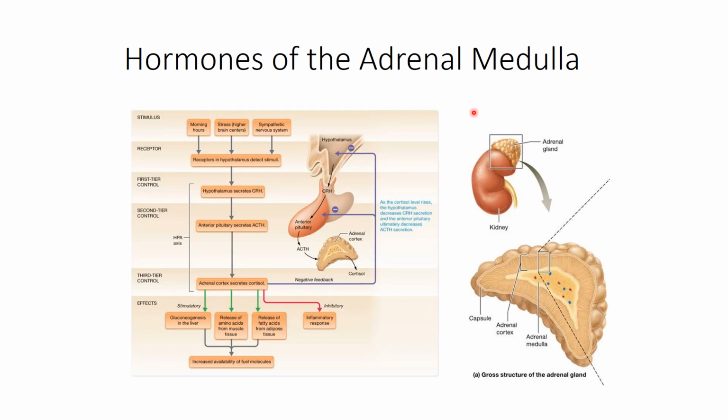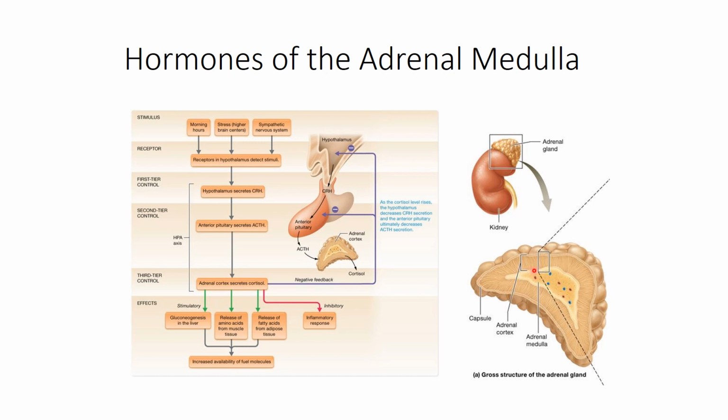We've been talking about the control mechanism, and so this ACTH can actually stimulate the adrenal medulla as well, okay? And it's going to mediate part of this process. So ACTH can result in epinephrine secretion from the adrenal medulla.